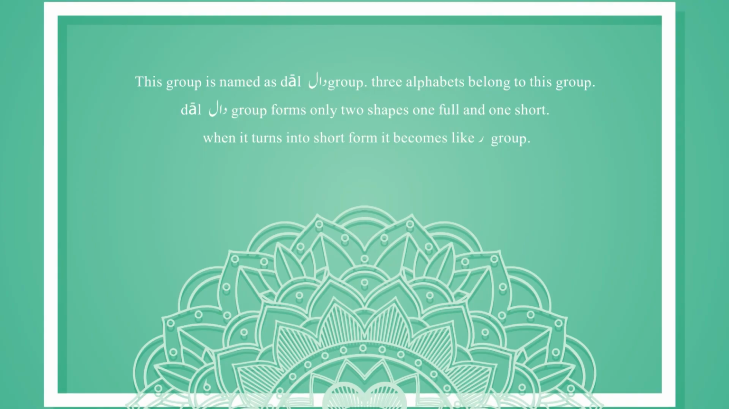Okay, 3 alphabets belong to this group. DAAL group forms only 2 shapes. Okay, our alphabets form different shapes. So DAAL also forms shapes, but it forms only 2 shapes. One full and one short form. Okay, one full form, one short form, or one full shape and one short shape.